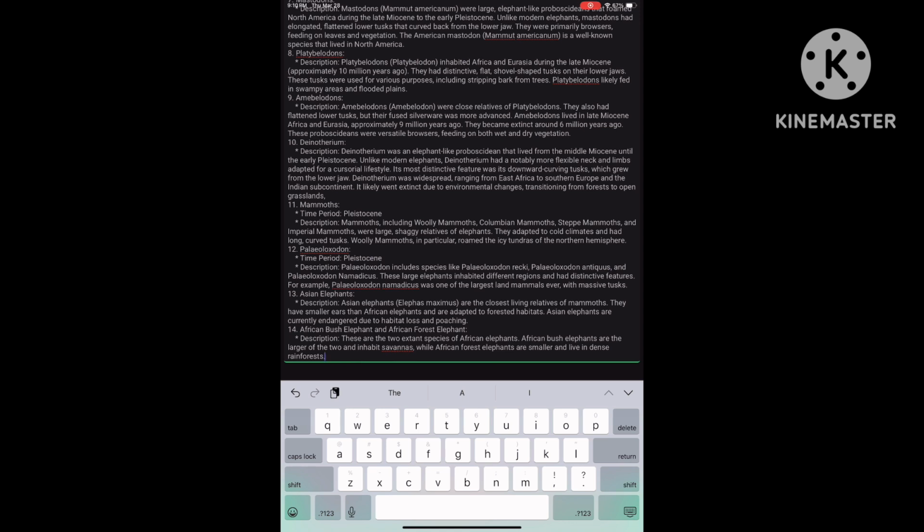14. African bush elephant and African forest elephant. Description. These are the two extant species of African elephants. African bush elephants are the larger of the two and inhabit savannahs, while African forest elephants are smaller and live in dense rainforests.